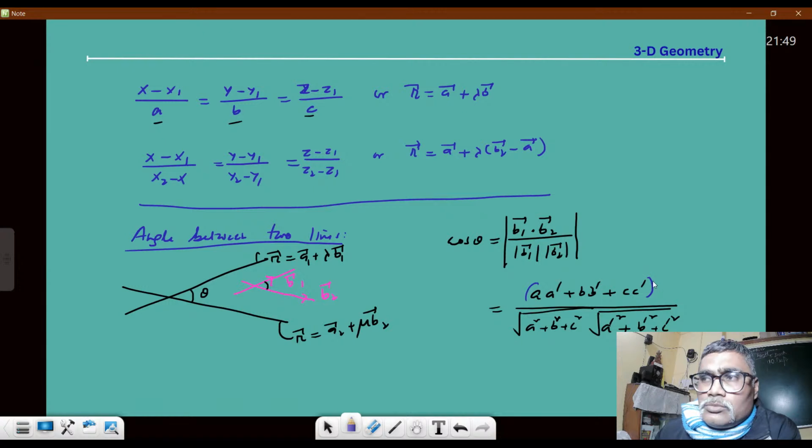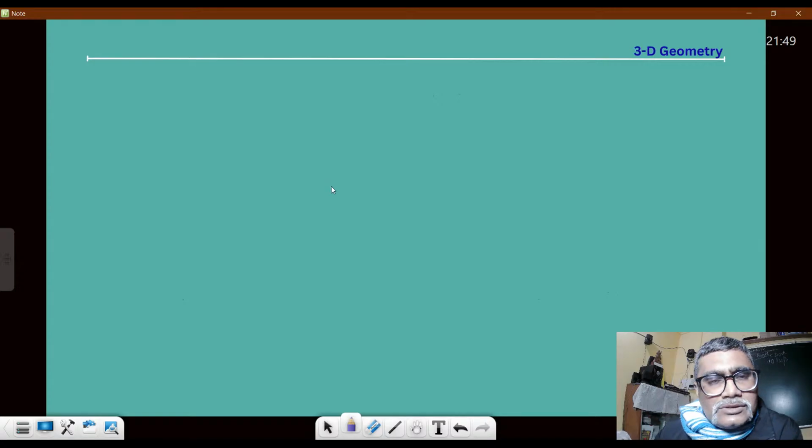Now two more important concepts are left out. That is the shortest distance between two lines and the shortest distance between two parallel lines. So here one word is coming because I have seen one MCQ also. The word is skew lines. Skew lines. What are skew lines? Skew lines, I'll write in a short thing.